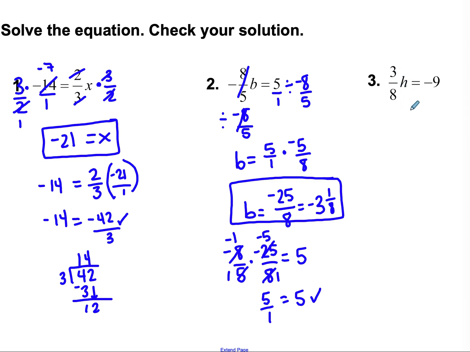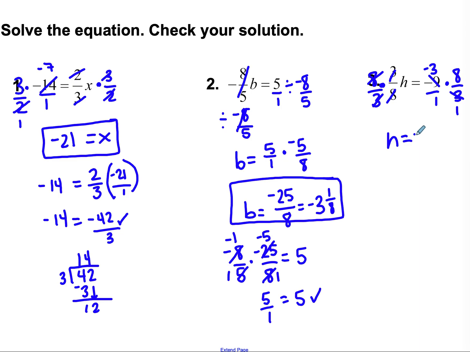3/8 h equals negative 9. This one I'll just multiply by the reciprocal, times 8 over 3. Saves me that step of writing the division. The 8's cancel, the 3's cancel, I'm left with h. Negative 9 and 3 can both be divided by 3. 3 divided by 3 is 1. 9 divided by 3 is 3. This was negative, so that's negative.